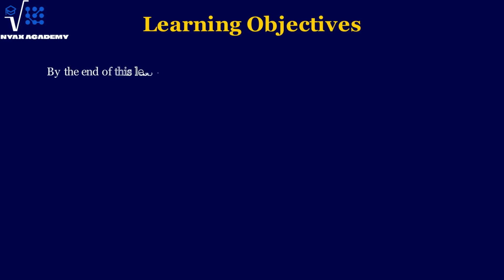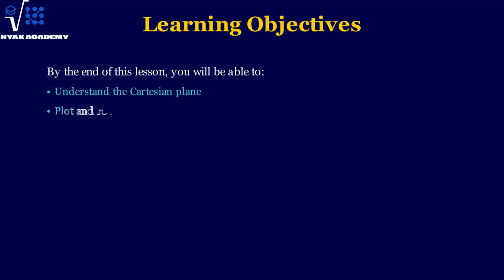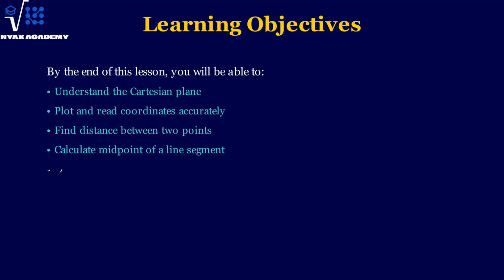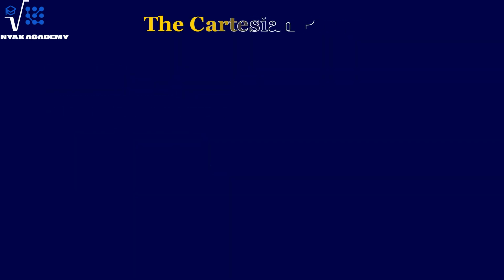Our learning objectives: by the end of this video, you should be able to understand the Cartesian plane, plot and read coordinates accurately, find the distance between 2 points, calculate the midpoint of a line segment, determine the gradient, which is the slope of a line, and also use equations of straight lines. So guys, let's deep dive.